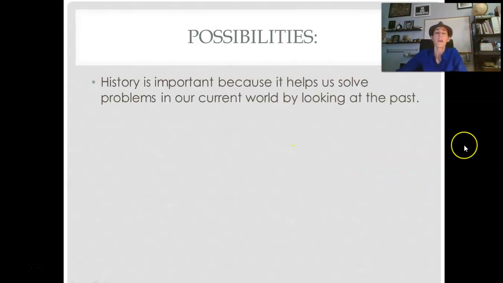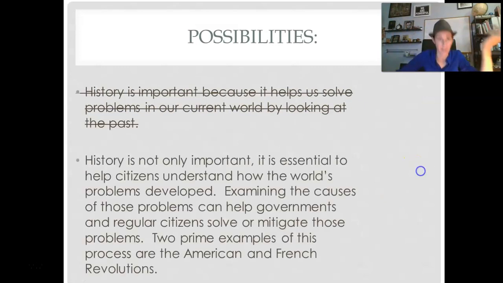Okay. So here's a possible thesis statement. History is important because it helps us solve problems in our current world by looking at the past. Now, that is a simple, basic argument, but it doesn't really do everything we want it to do. A much more sophisticated, high-level A+ thesis would look like this. History is not only important, it is essential to help citizens understand how the world's problems developed. Examining the causes of those problems can help governments and regular citizens solve or mitigate those problems. Two prime examples of this process are the American and French Revolutions.